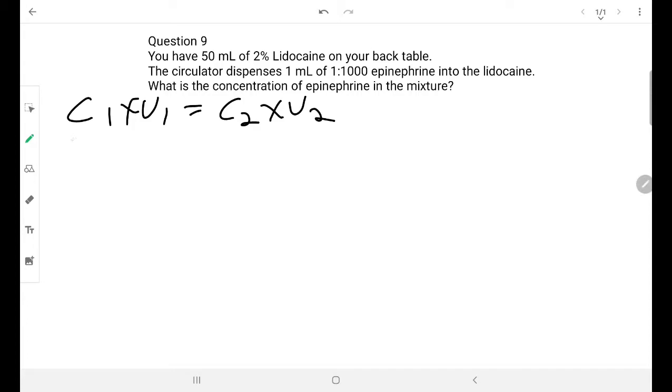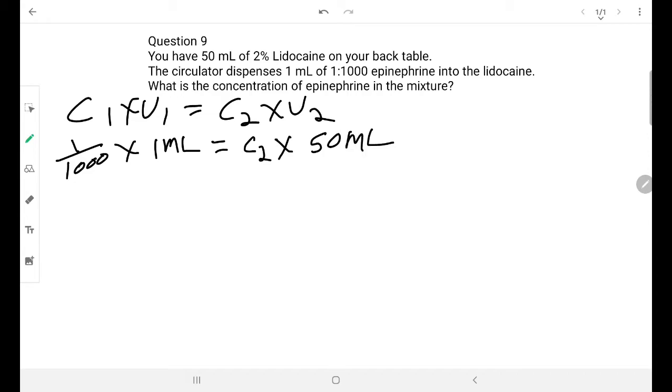So our concentration that the circulator has is 1 to 1,000 times 1 milliliter. And then what we're wanting to know is the concentration on our back table. So we've got C2, and we have 50 milliliters. So this is 50 milliliters of 2% lidocaine.